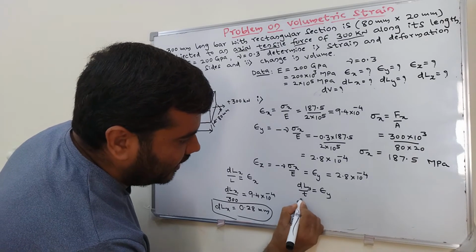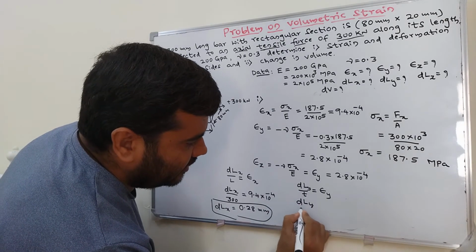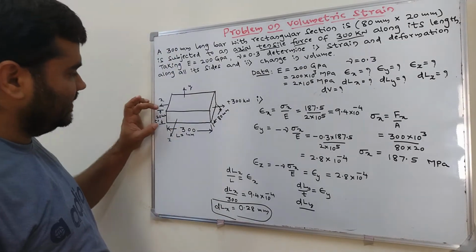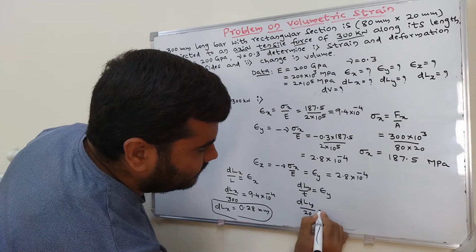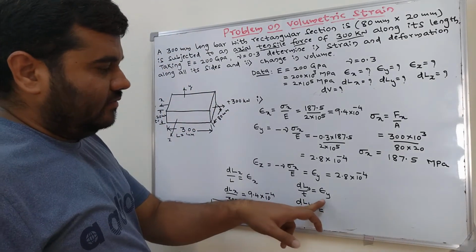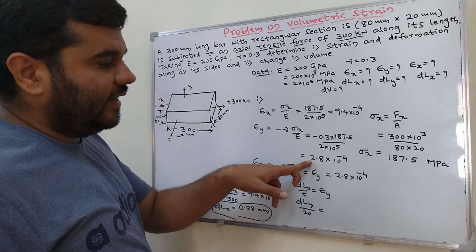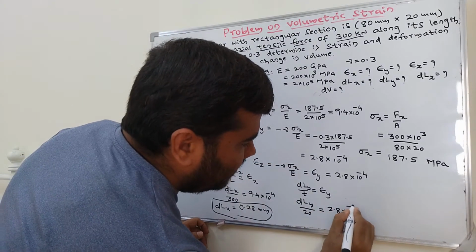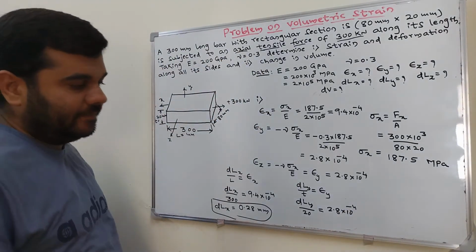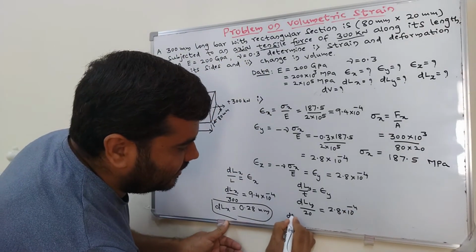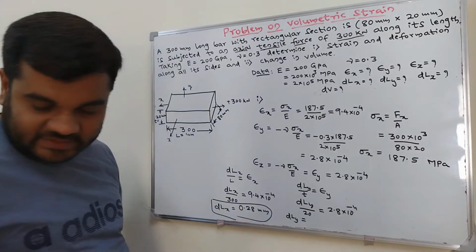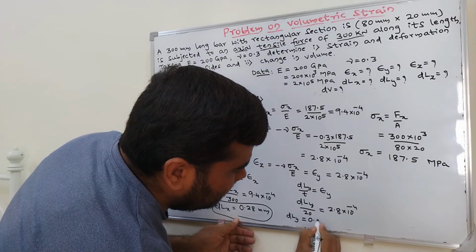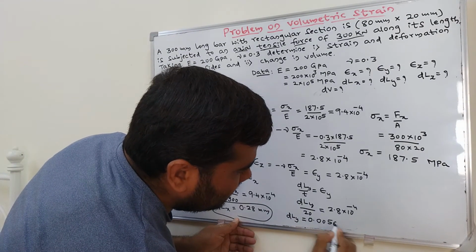We need to calculate the change in length in y direction divided by thickness. Thickness is 20 millimeter, equal to the strain in y direction here, 2.8 into 10 raised to minus 4. Therefore, the deformation in y direction after simplification we will get 0.0056 millimeter.